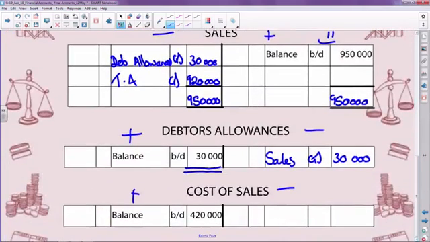Remember, it's also a minus for owner's equity. So your cost of sales for the year, what do I do? I take it to the trading account. Please don't abbreviate like I'm doing it. You need to write it out in full. How much is your cost of sales? 420.